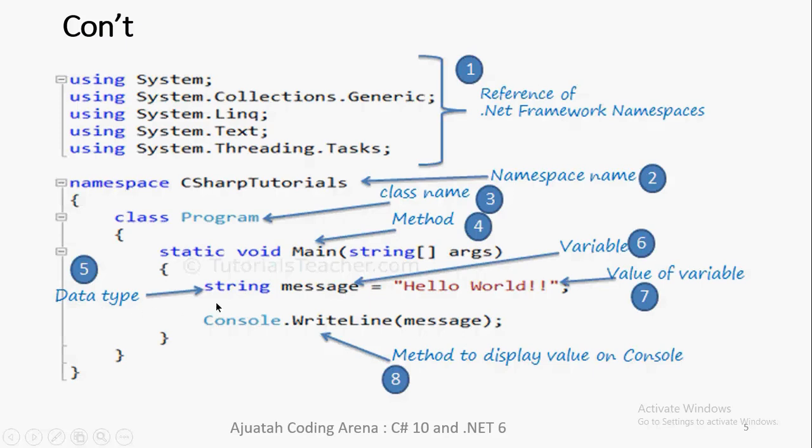You have data type, so we have string message is assigned to hello world. In programming, we don't say equals to, we say assign. This is an assignment operator. So data type here is string. We say the variable name here is actually message, while the value of the variable is actually hello world. And here is a method to display the value on the console.